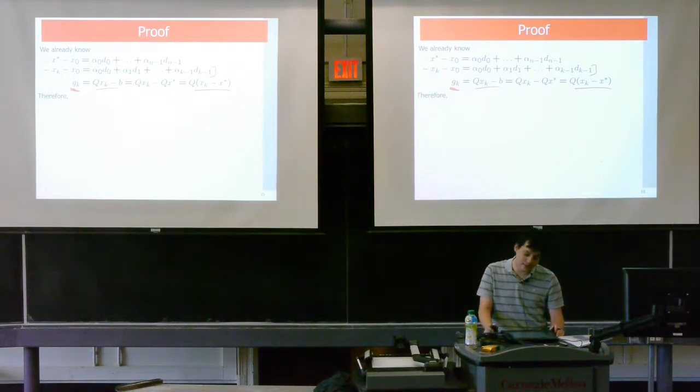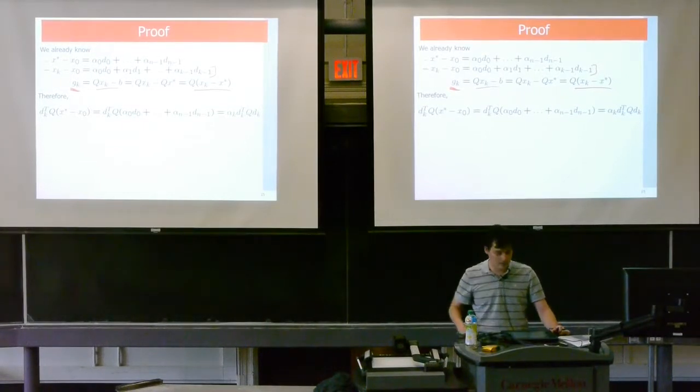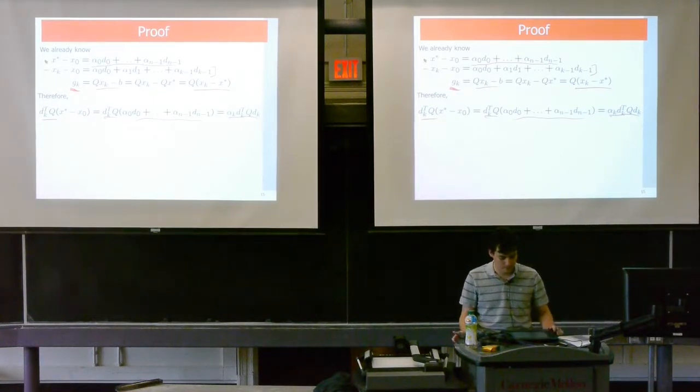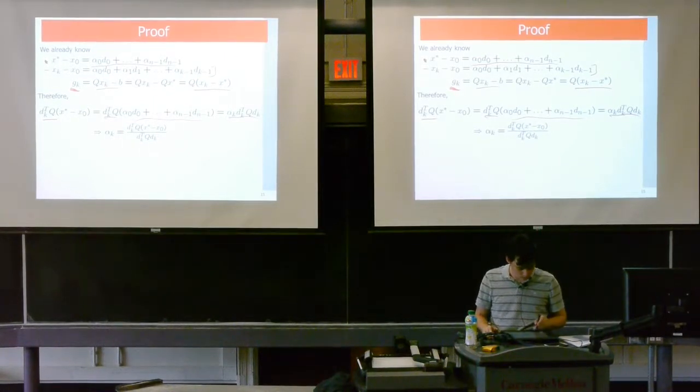That was easy. And let's use this knowledge to prove that alpha k has this form. We just do the same things that we did before. So we multiply this equation here with dk transpose Q from the left. Then this is what we get. It's dk transpose Q multiplied with this expression. I just wrote that here. And because of Q conjugacy, all terms cancel except this one. Right? Okay, from this, you can say that alpha k is this expression divided by this. Okay?